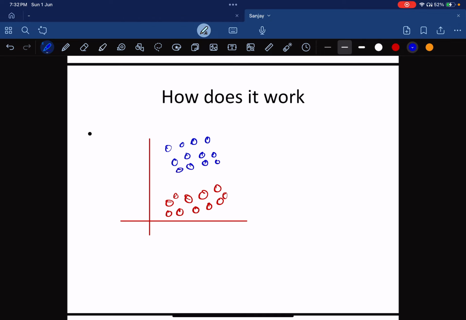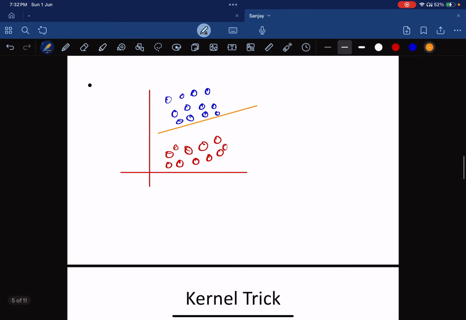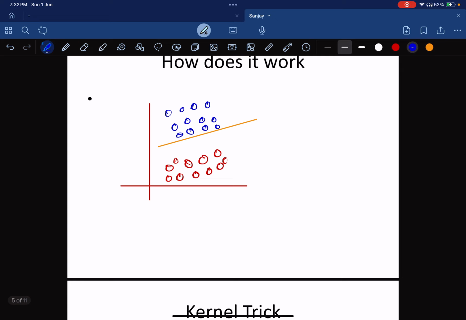For example, if I draw the hyperplane like this, whenever some blue data points come here, they will be considered as the red class. So it's not a good classification. If I draw the hyperplane like this, whenever the red class data points occur here, they will be considered as the blue class. So this is also not a good hyperplane. So we need to place the hyperplane correctly.